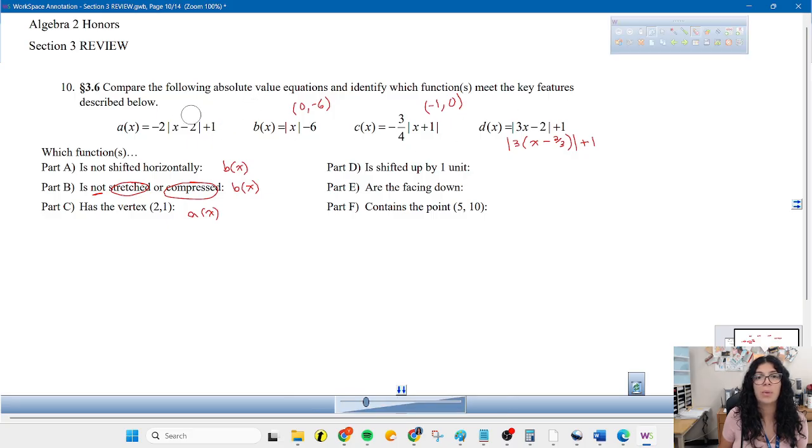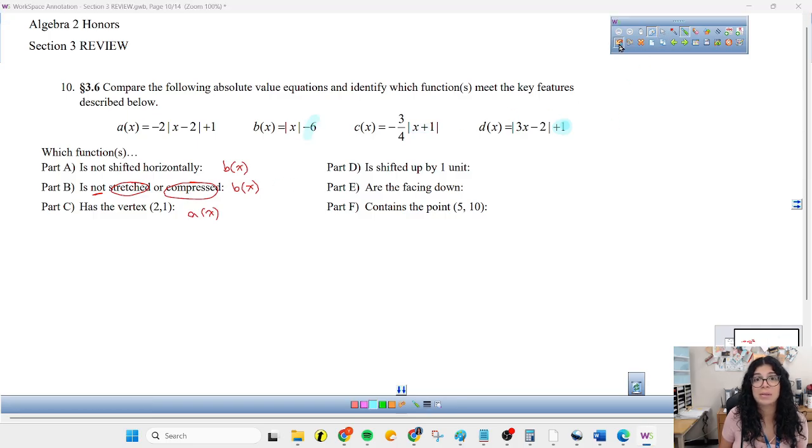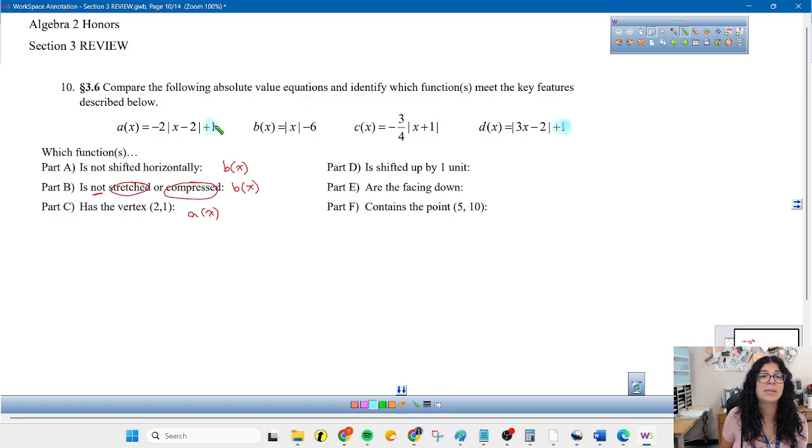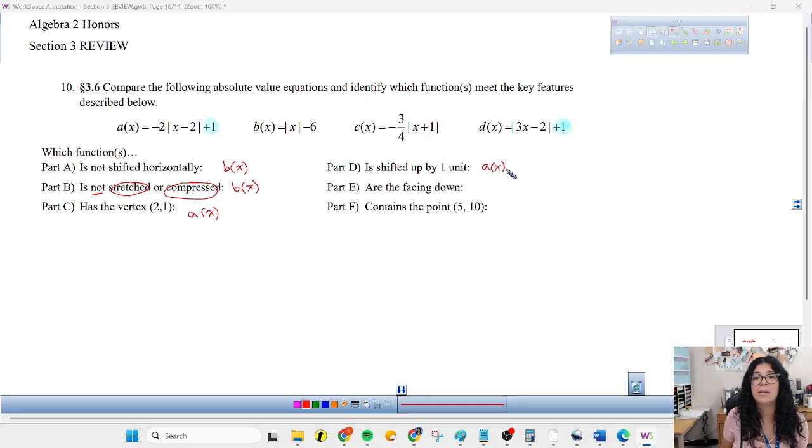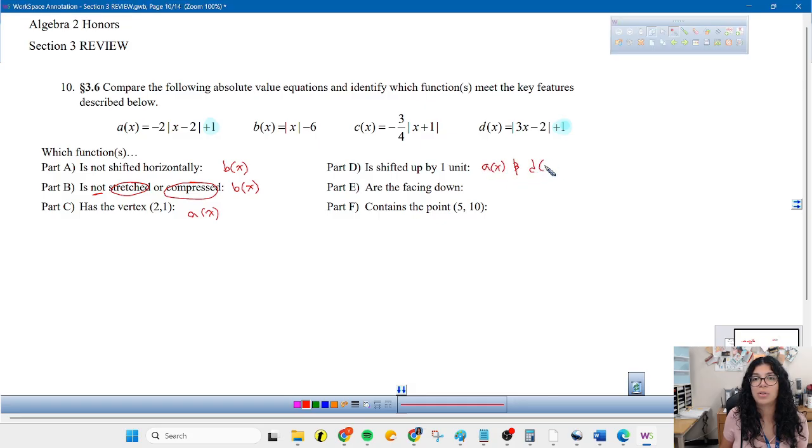Okay, next, the graph that is shifted up by 1 unit. Well, shifting up would be on the outside, adding 1. So that's a shift up 1. This would actually be a horizontal shift to the left, so that's not a shift up 1. And this is actually shift down 6 for b of x. And a of x has that +1 on the outside as well. So there's two that have a shift up 1. A of x and d of x both are shifting up 1.